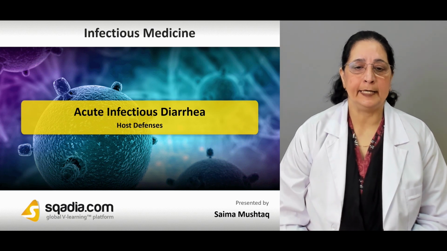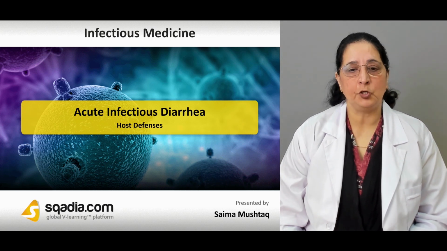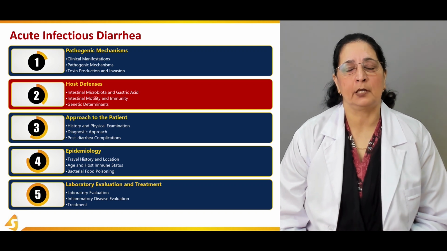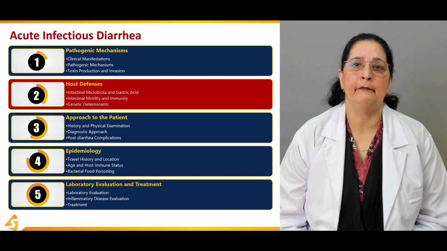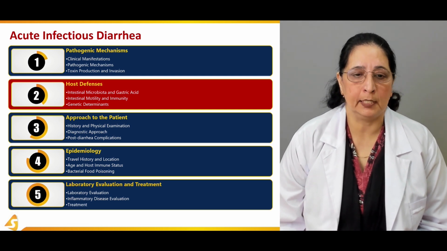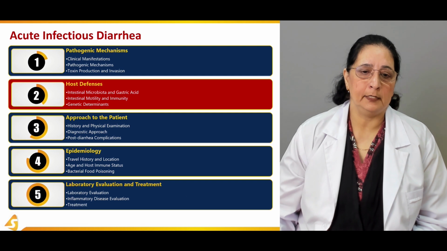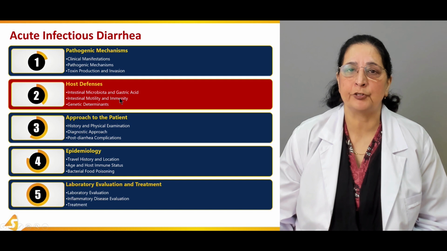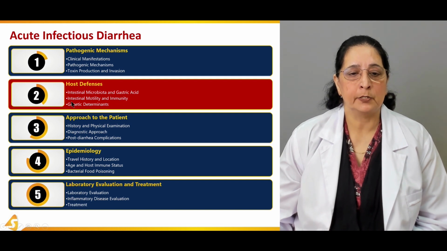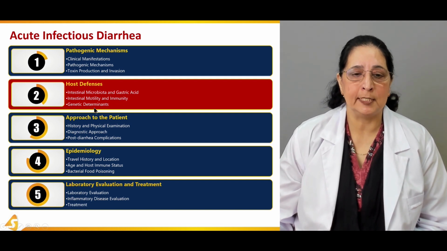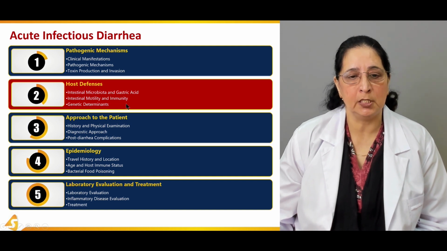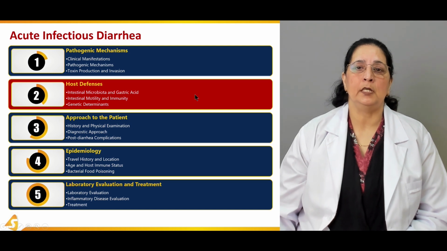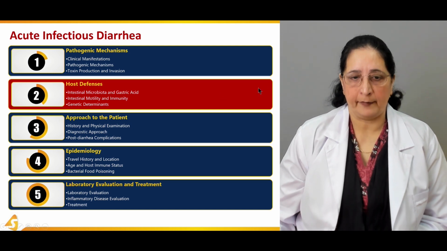Let's begin the second section, and in this section we will talk about some host defense mechanisms which can be effective in preventing infectious diarrhea. These are the intestinal microbiota, gastric acid, intestinal motility, and immunity, and the genetic determinants associated with the host defenses.